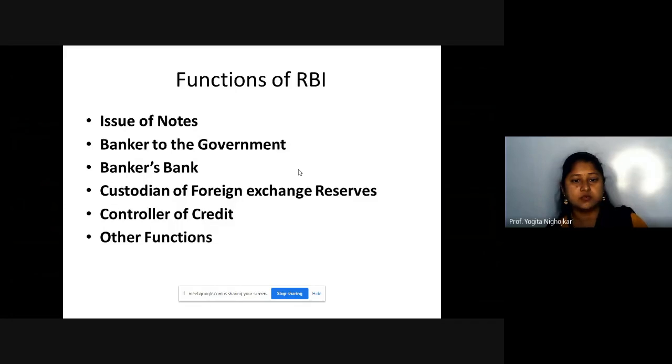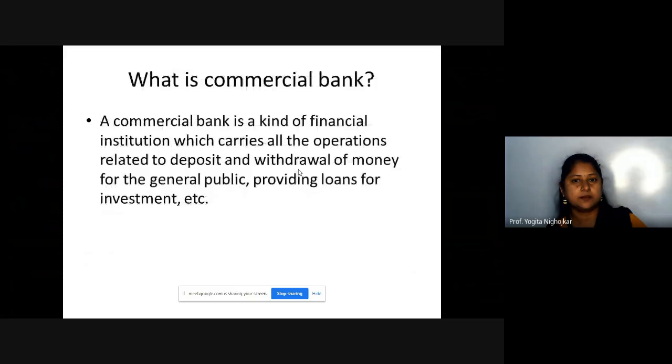Now next is, what is a commercial bank? A commercial bank is a kind of financial institution which carries out all the operations related to deposit and withdrawal of money for the general public, providing loans for investment, etc. These banks are profit-making institutions and do business only to make a profit.